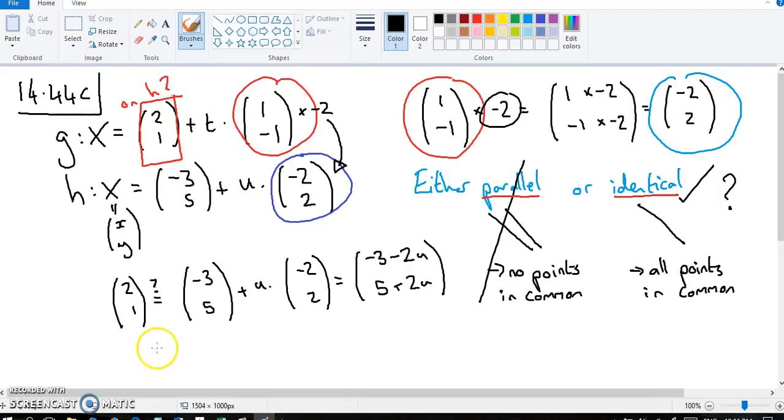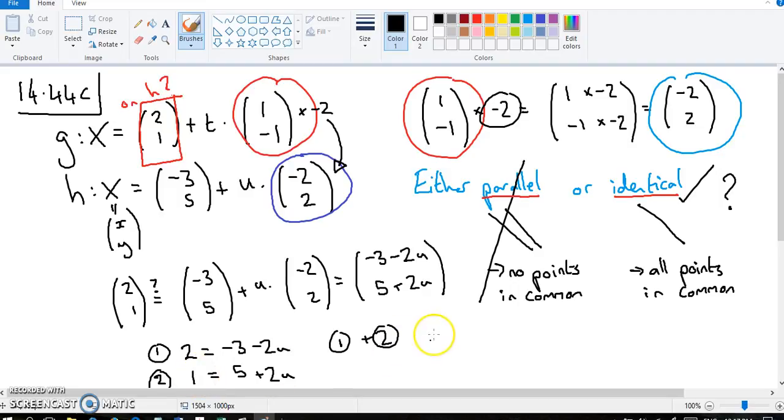So taking the top line, I get equation 1: 2 is equal to -3 - 2u. And our second equation, 1 is equal to 5 + 2u. So all I need to do here is add the two equations together, and then my u will fall away. So if I take equation 1 plus equation 2, then on this side I have 2 + 1, which is 3. And on this side I have -3 + 5, which is equal to 2. -2u + 2u gives me no u. And so I end up with 3 is equal to 2, which is impossible.